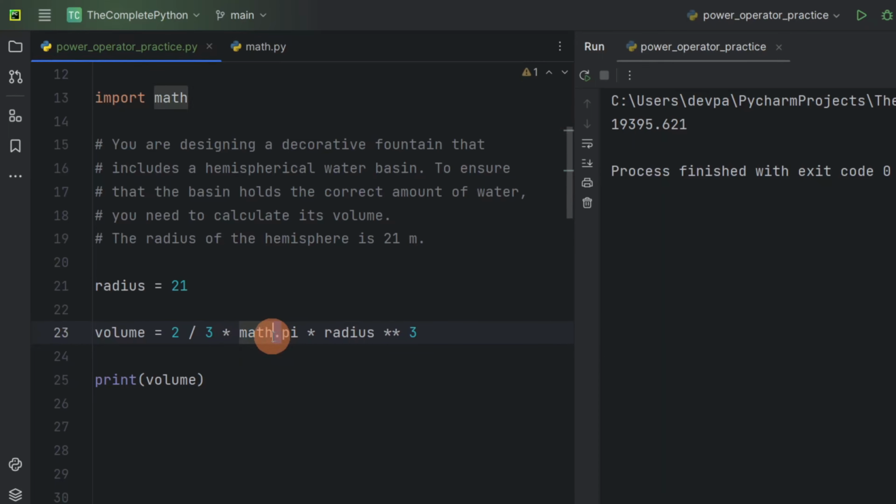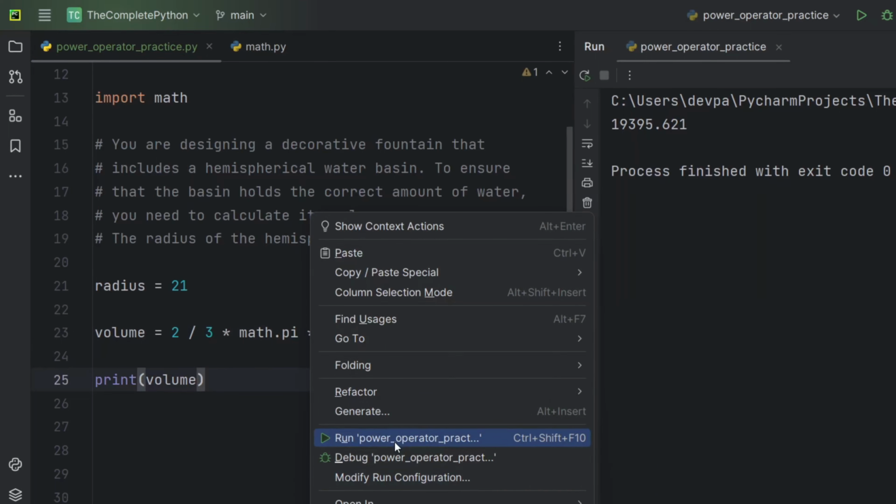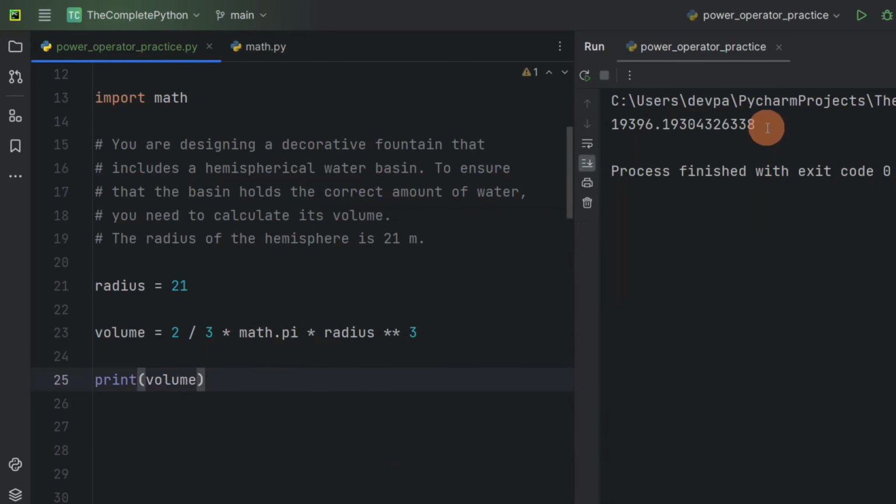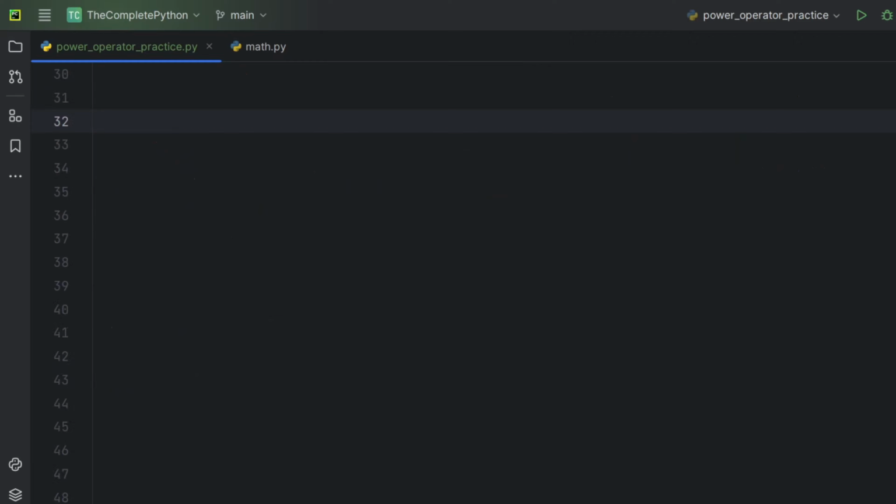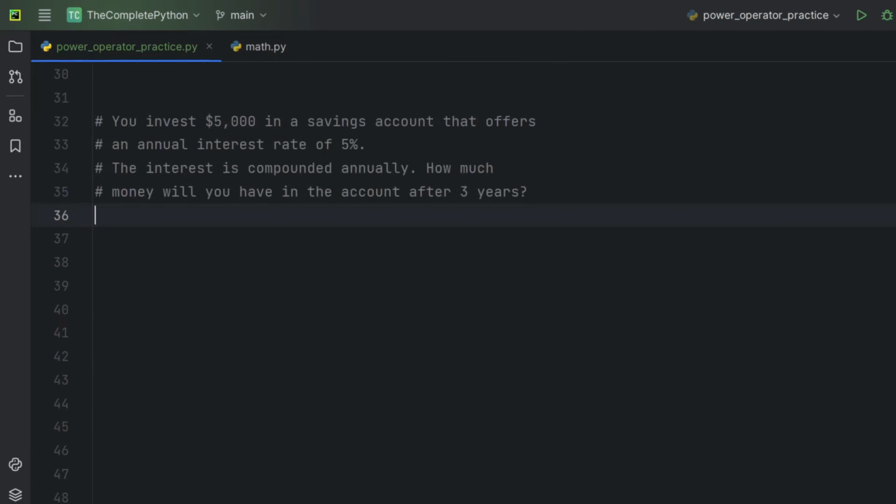Now we will understand about dot operator when we learn about classes and objects. Now if we run the program, you will notice this time we are getting more accurate result. Remember, here import is a keyword using which we can import different modules in our program. Let's solve one more question.